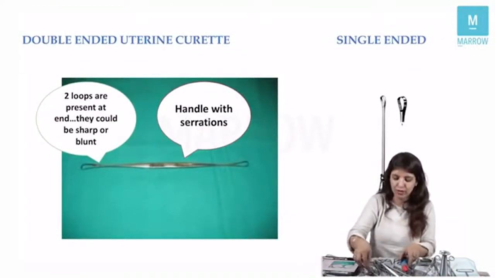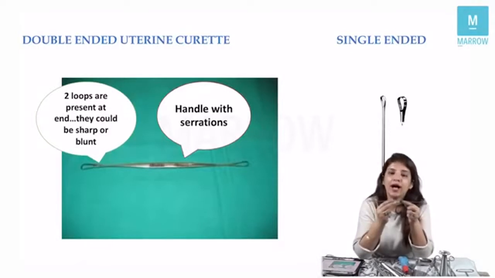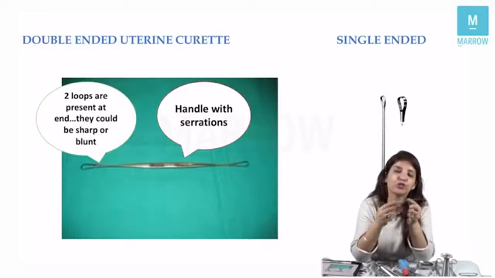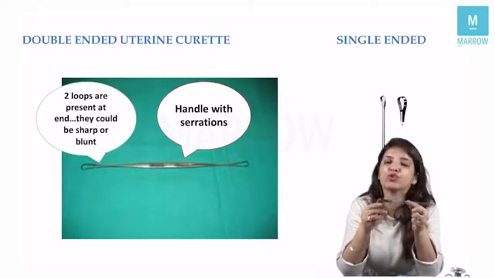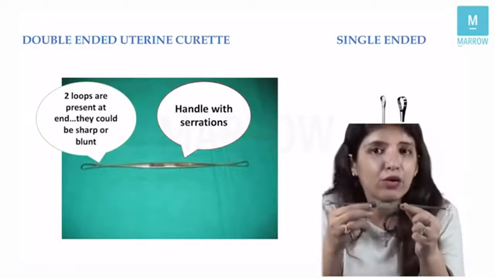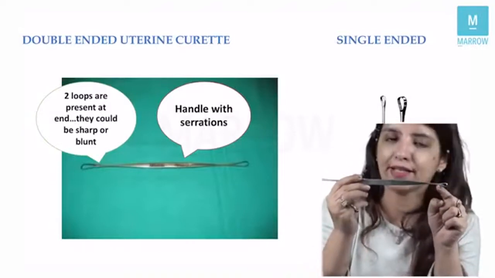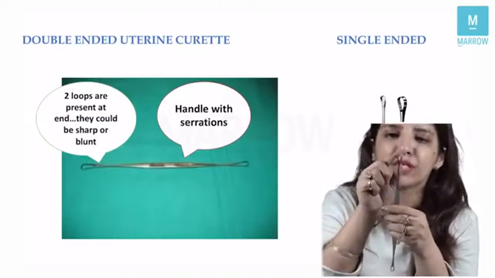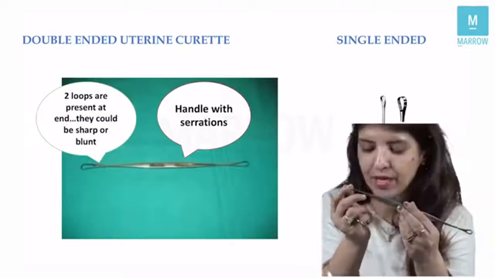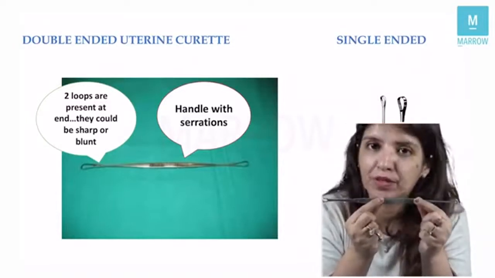Now, let's talk about, I have dilated the internal os. Now I want to do a curettage. Now when I have to do a curettage, I am going to use a double-ended uterine curette, or I can use a single-ended uterine curette. In a uterine curette, what you have to note is that yes, it also has loops at the end, right? So ring-like loops at the end, and it has serrations which are present on the handle, right?